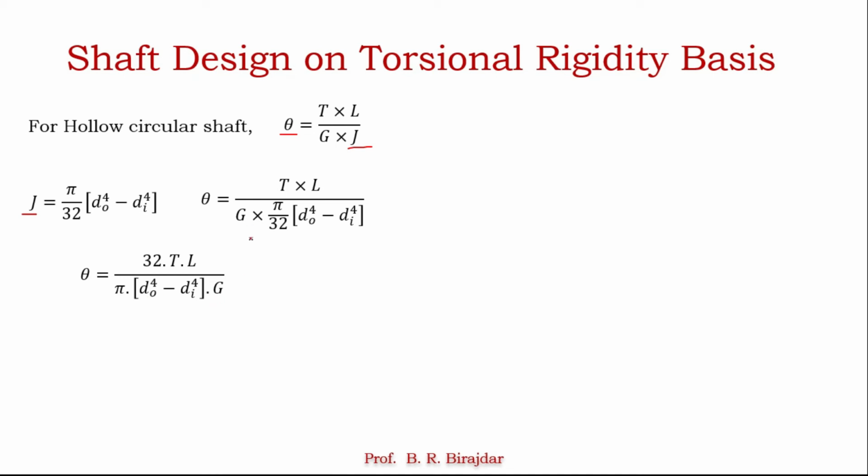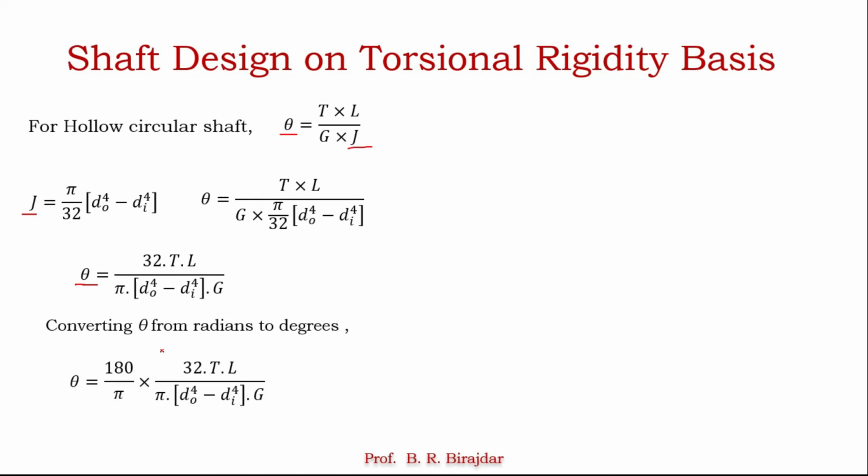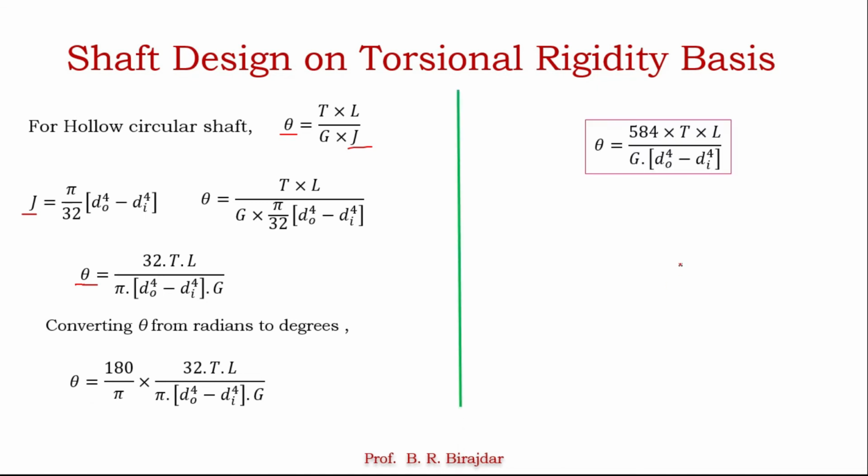Now again we will convert this theta, which is in radian, into degree. So again we will multiply by 180 by pi. After multiplying, we get the equation theta is equal to 584 into T into L divided by G in bracket d raised to 4 minus di raised to 4. This is the equation we will get.